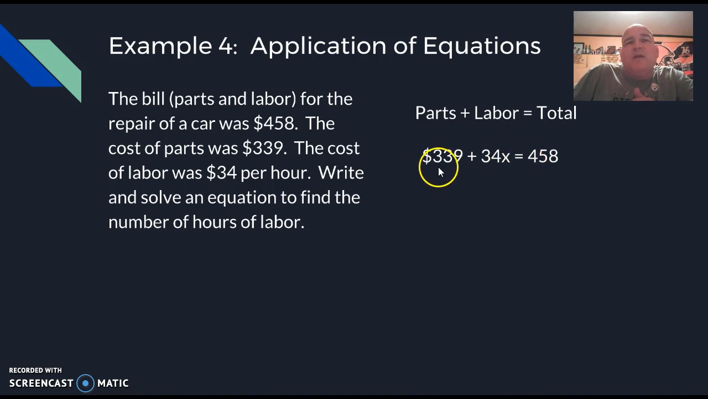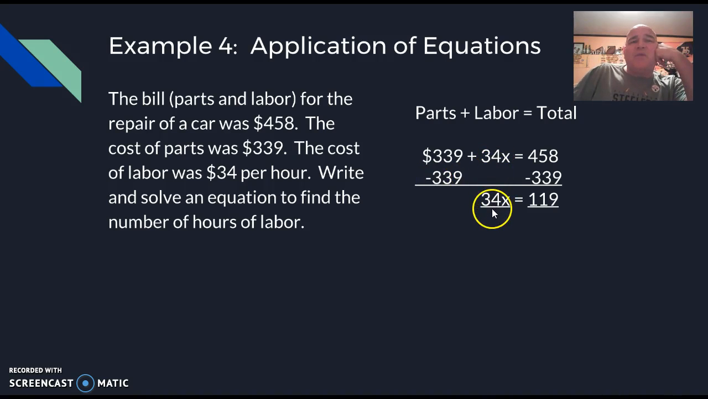Solving this, you can see that x is sitting here on the left side of the equal sign, so we undo this 339 first. So we'll subtract the 339 on both sides. We look in front of the constant. In front of the 339 is positive, therefore we have to take it away by subtraction. That leaves us with 34x equals 119. 34 times x, so we undo that by division, showing our fraction bar along the way. Divide both sides by 34, and using our calculators, we discover that x equals 3.5.